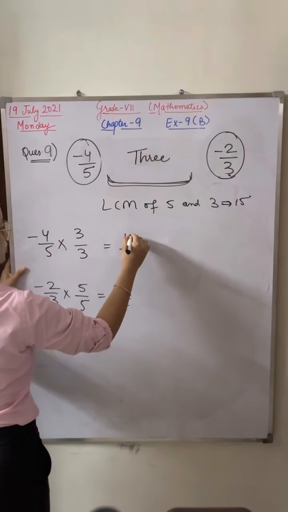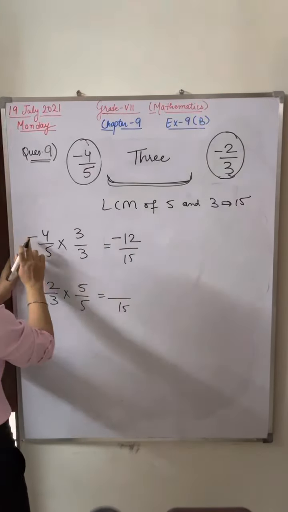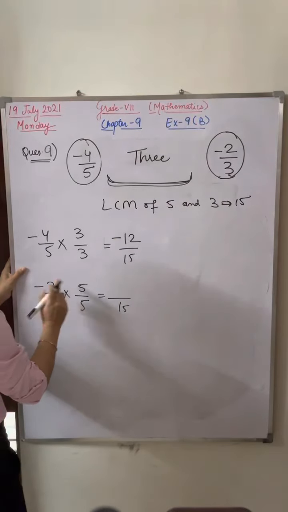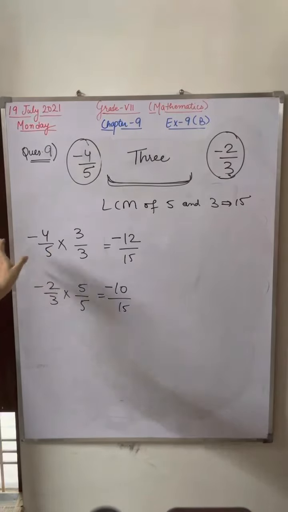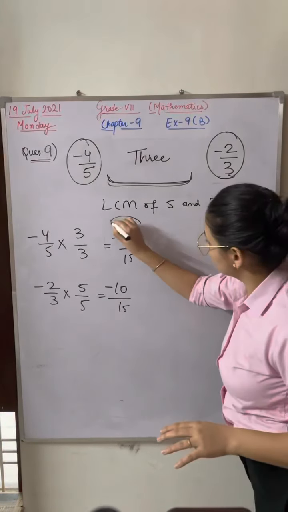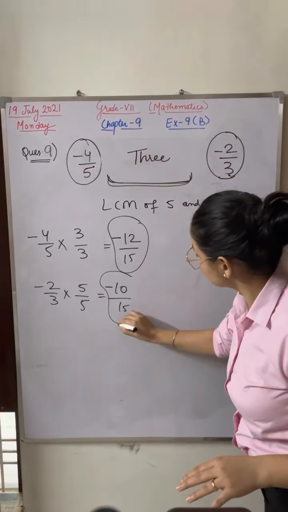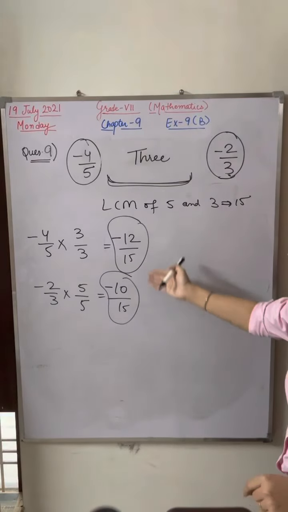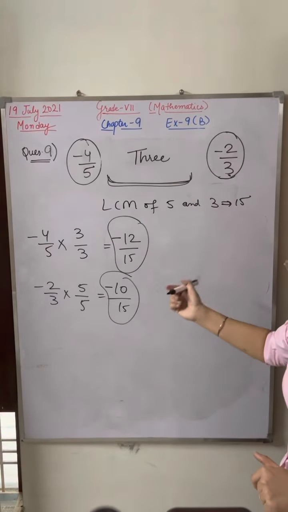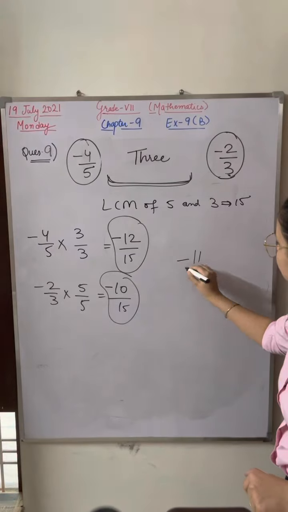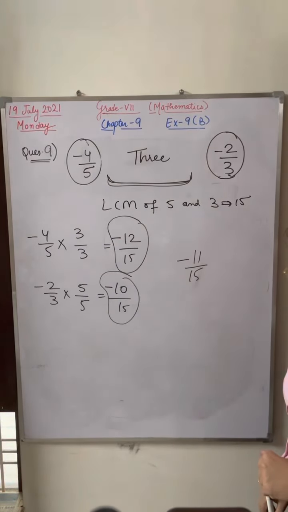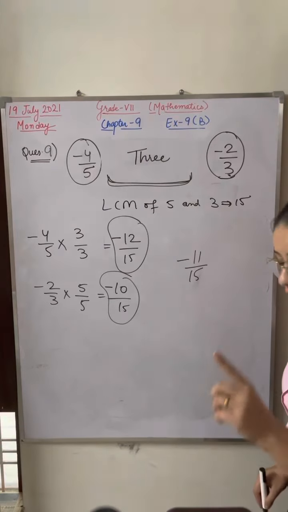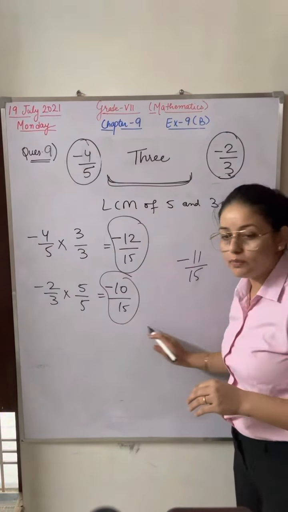4 3s are 12, minus sign will be there. 2 5s are 10, minus sign will be there. So now these two numbers are formed. In these two numbers, how many rational numbers are possible? Only one rational number is possible, that is minus 11 upon 15. Yes or no? Only one is possible. So I am giving you the rest of the part to do on your own.